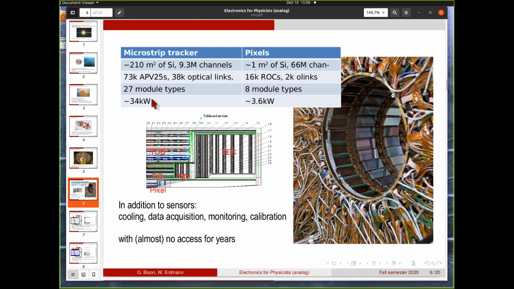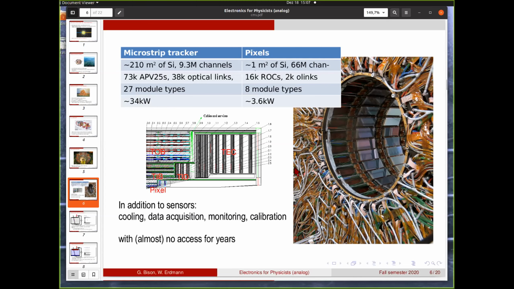And although everything is built to consume as little power as possible, because cooling is difficult in this region, because you try to build your detector such that you need very little mass that would obstruct the flight of the particles. So cooling is difficult if you want to do it without mass, but still, even though you build it to consume as little power as possible, these detectors consume several kilowatts of power.